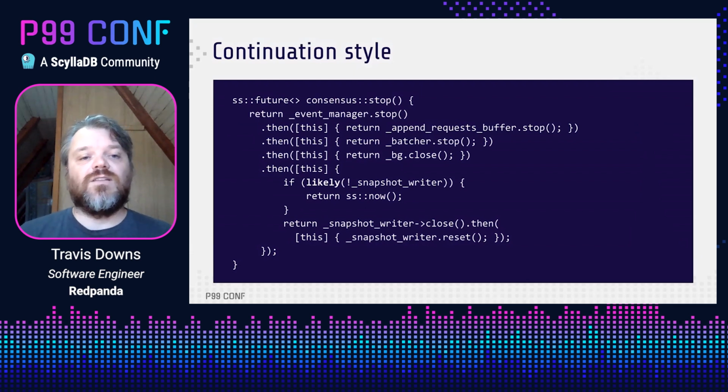We have these various subservices within the raft group, like the event manager and the batcher, that we need to stop. Each of these stop events is an asynchronous invocation. It may not return right away. It may need to flush things to disk and return. So we try to stop the first service, which is the event manager, and then we attach to the future that's returned a continuation, which will stop this other service. And then again, we attach another continuation, which stops all of these services.